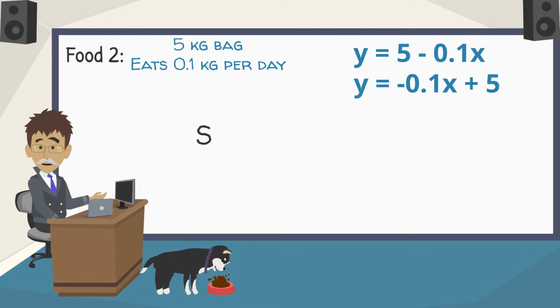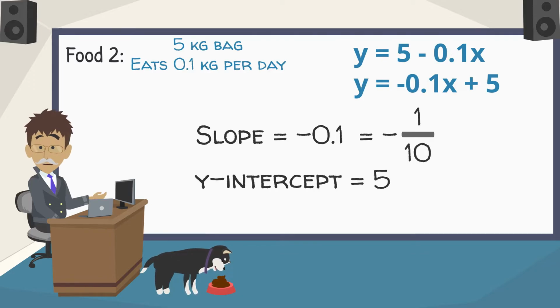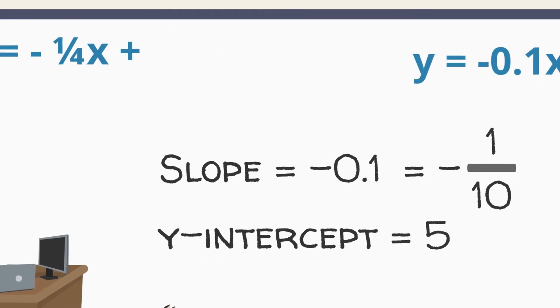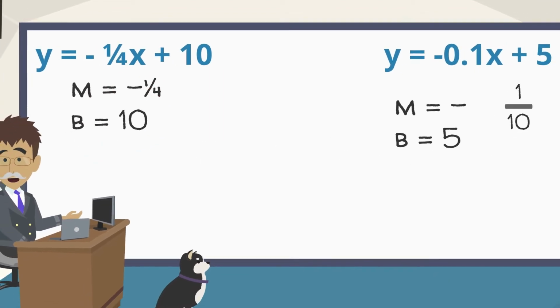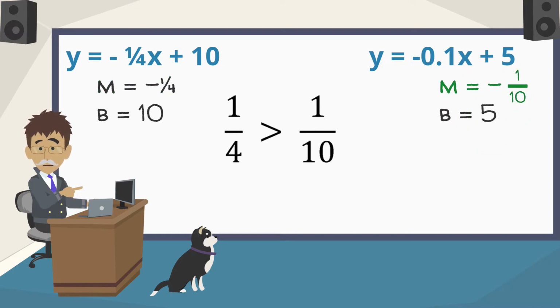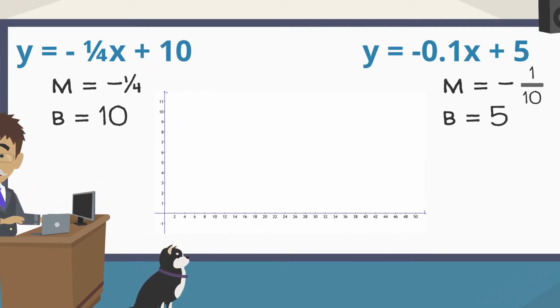The slope is negative 1/10 and can be written as the fraction negative 1 over 10. The y-intercept is 5. Again, this aligns with the situation. The bag starts with 5 kilograms and is reduced by 1/10 of a kilogram daily. We can see that the first kibble's y-intercept of 10 is twice as large as the second kibble's y-intercept of 5. The slope of the first kibble decreases faster than the second, 1/4 compared to 1/10. But let's look at the graphs.